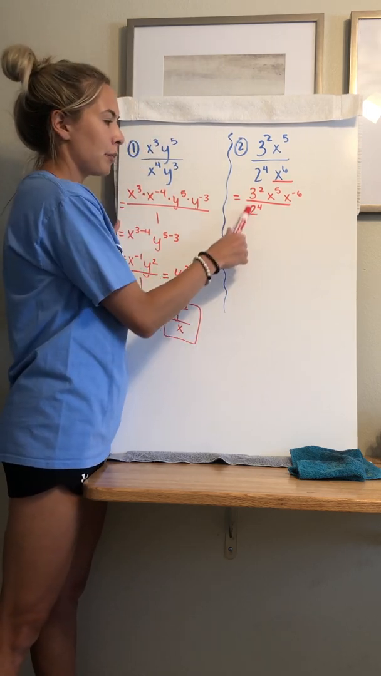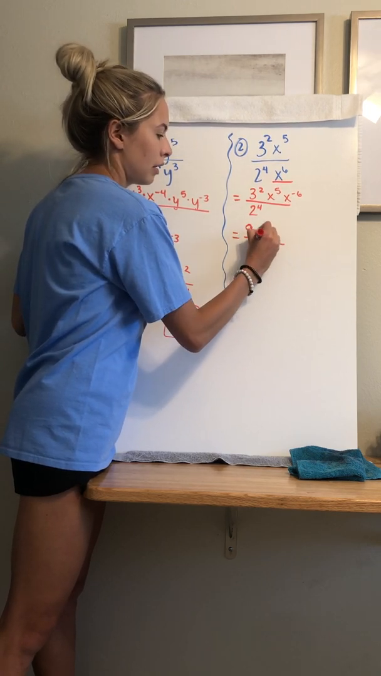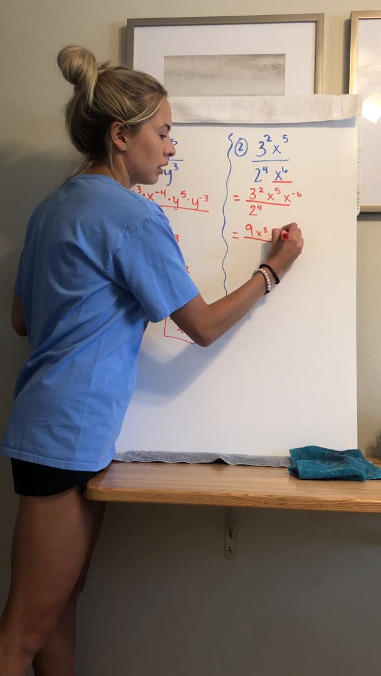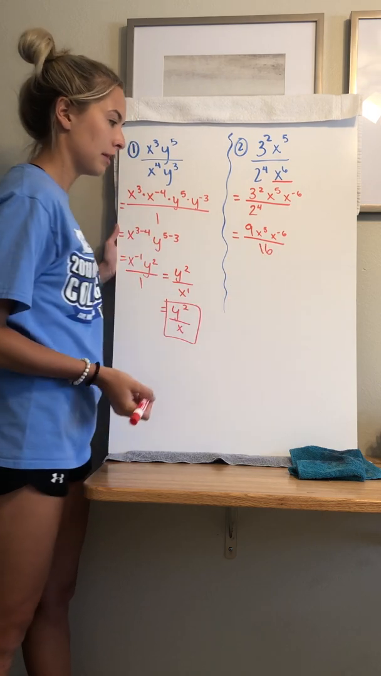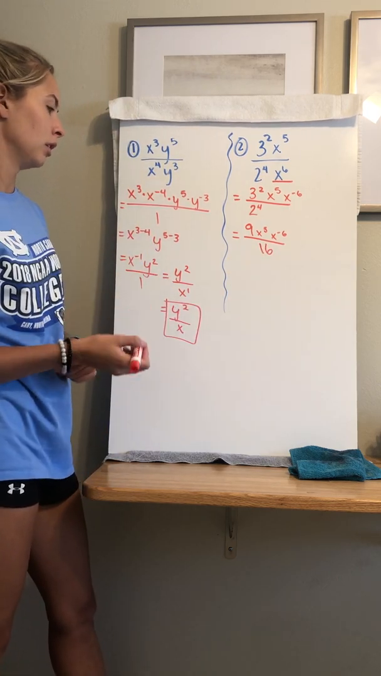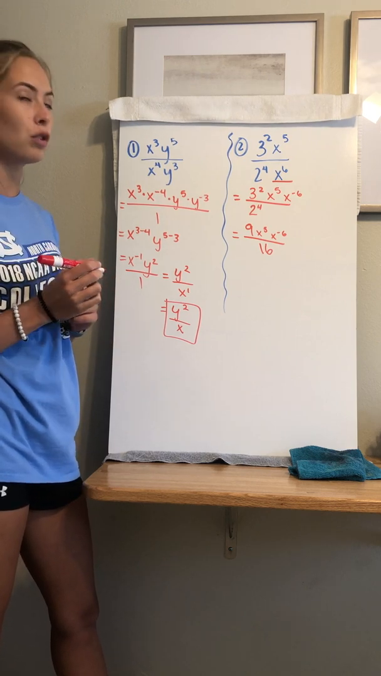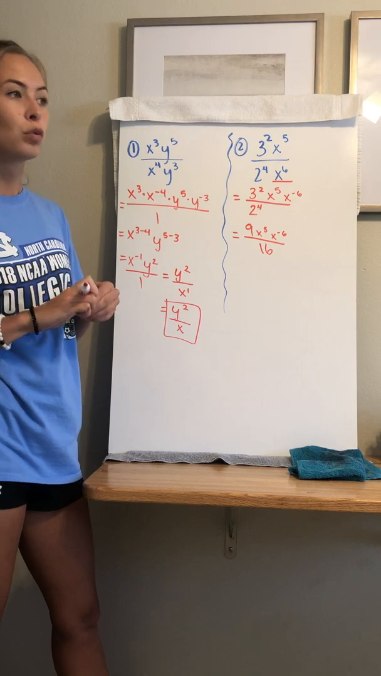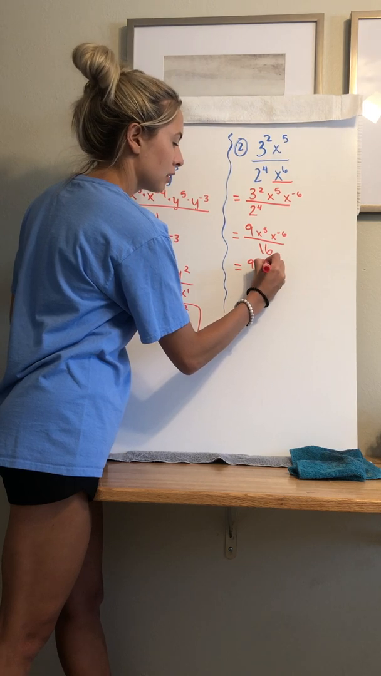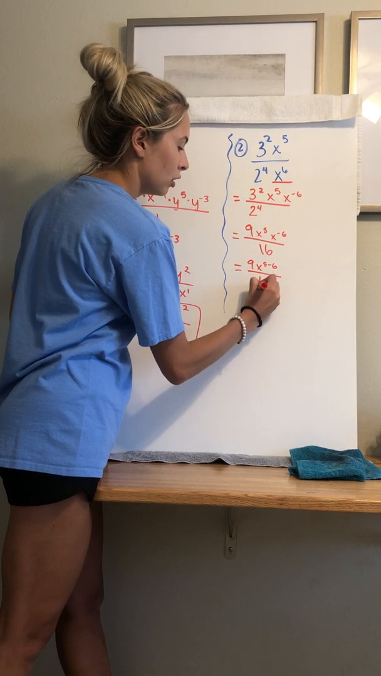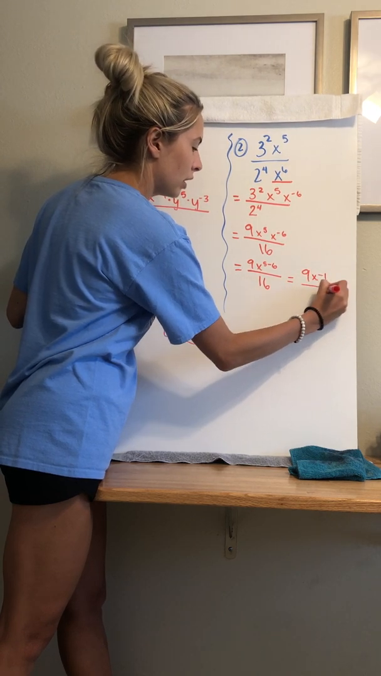So let's simplify the numbers real quick. We have 3 squared, so 9, x to the 5th times x to the negative 6th, and 2 to the 4th gives us 16. So now that we have our numbers simplified, let's go ahead and use our multiplying rule with our exponents to simplify. So we have 9 times x to the 5th minus 6 over 16. This becomes 9 x to the negative 1 over 16.